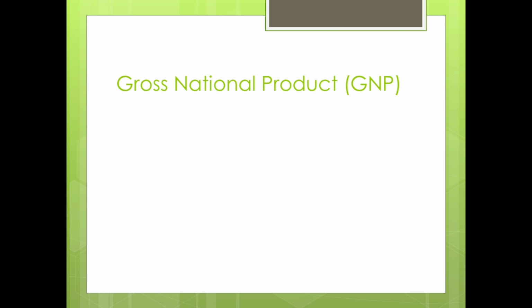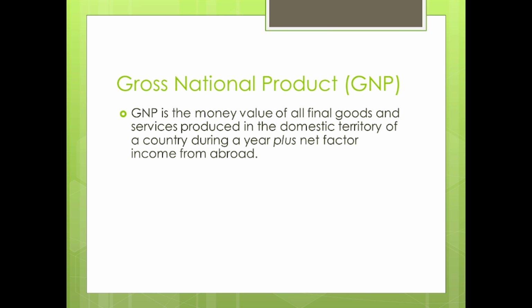Now we want to know what is gross national product, GNP. It is not GDP but GNP. What is N? N is national. That means it is not domestic but national. When I say national, it includes the income which is earned from abroad. That means it is not confined to only the domestic territory. It also takes into account income received from other countries. So GNP is the money value of all final goods and services produced in the domestic territory of a country during a year plus net factor income from abroad.